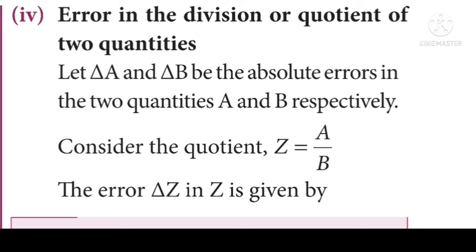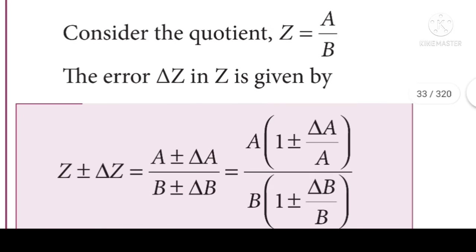Next one, error in the division or quotient of two quantities. Here also we are going to do the same procedure we followed in the previous section. Let us imagine del A and del B be the absolute errors in the two quantities A and B respectively. We can write the formula for quotient as Z is equal to A by B. The error del Z in Z can be written as Z plus or minus del Z is equal to A plus or minus del A divided by B plus or minus del B.